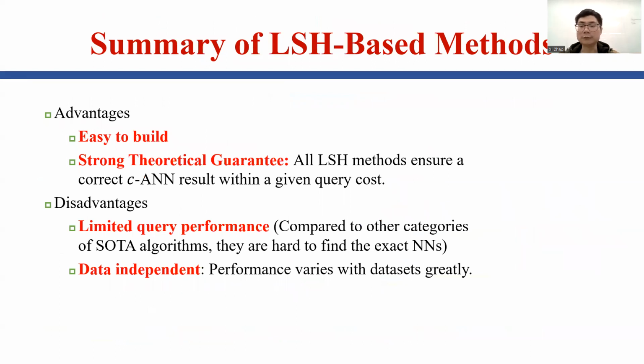LSH indexes are very easy to build, and all LSH methods ensure a correct ANN result within a given query cost. However, they still have limited query performance compared to other categories of graph ANN methods, since they are hard to find the exact NN. Moreover, since the hash functions are data independent, the query performance of LSH-based methods varies greatly with the datasets.